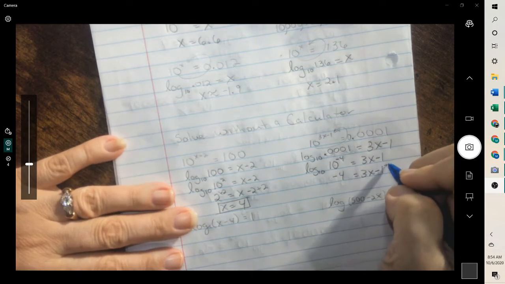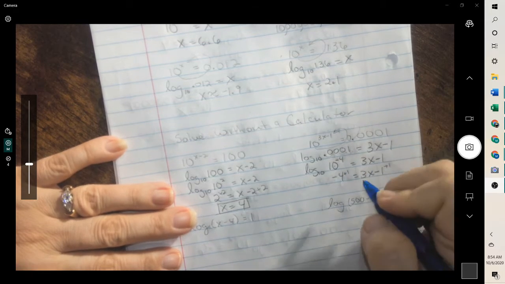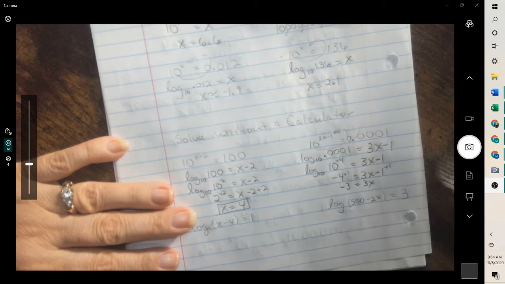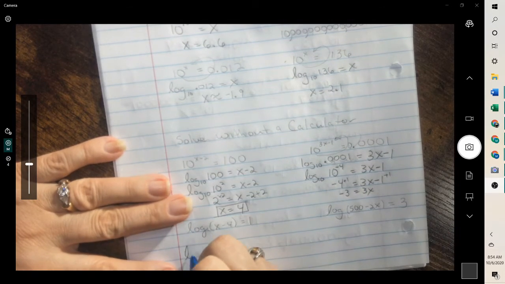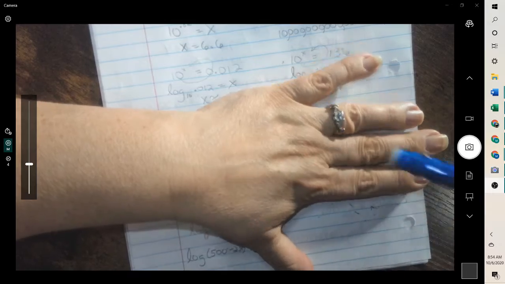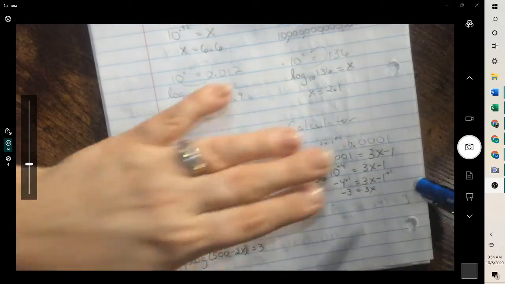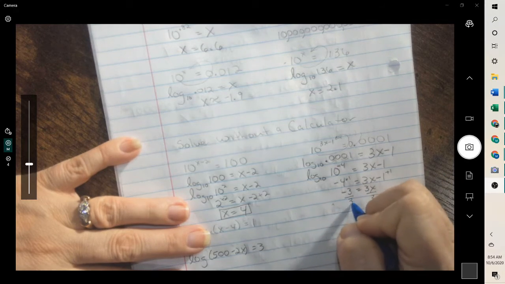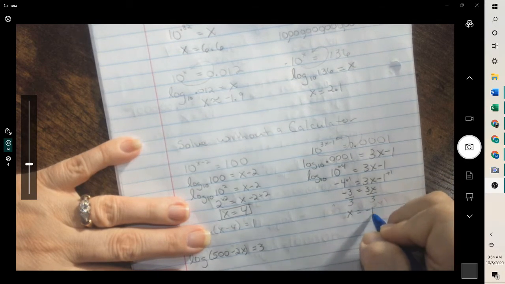Add the 1, and we get negative 3 equals 3x. And divide by 3. X equals negative 1.